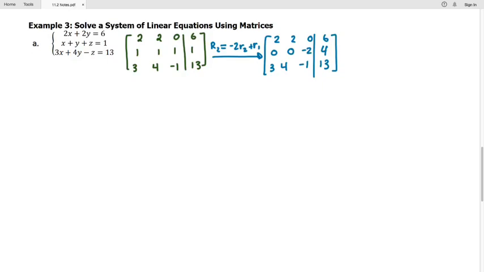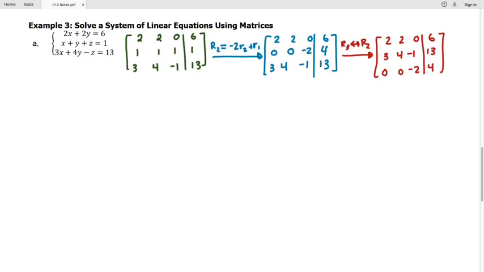So what I'm going to do is switch row 3 and row 2. You'll see why in a minute, but that's what I'm going to do next. So row 1 doesn't get touched. We keep that the same. And I'm going to switch row 3 and row 2. Okay, vertical bars here.